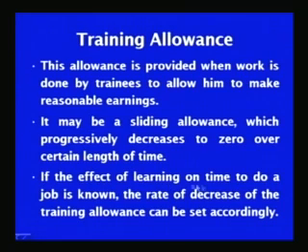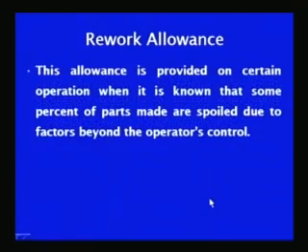If the effect of learning on time is known, then the rate of decrease of the training allowance can be set accordingly. The rework allowance is provided on certain operations when it is known that the jobs which will be produced to a particular standard or on a particular kind of system are going to be spoiled due to factors which are beyond the operator's control.